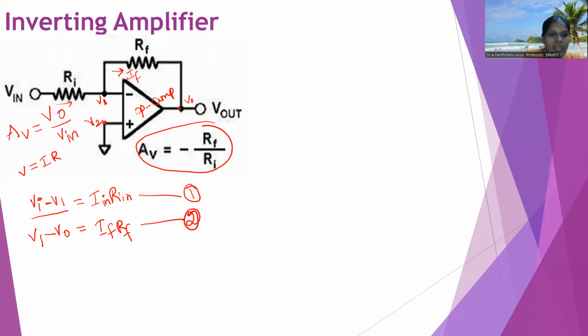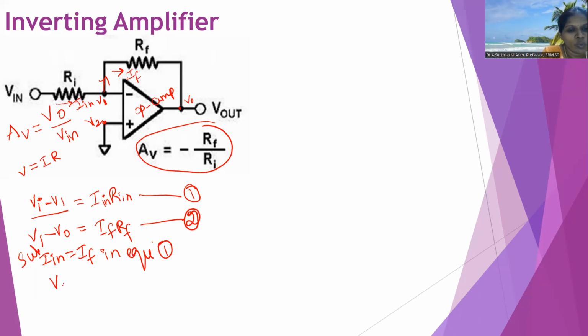In equation 1, see here, the current flowing is I in, and the same current is flowing here. So we know that I in equal to I F. Substitute I in equal to I F in equation 1. After substituting, V in minus V1 equal to I F into R in. This is equation 3.